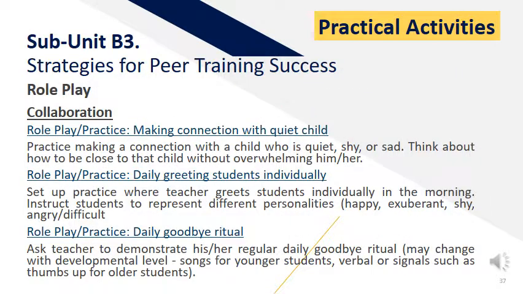In the first sector of role-playing activities, we are going to show you some focused on collaboration. The first one would be making a connection with a quiet child. So you would practice making a connection with a child who is quiet, shy or sad. Think about how to be close to the child without overwhelming him or her. Practice this activity with a peer, one peer being the child and another being the educator.